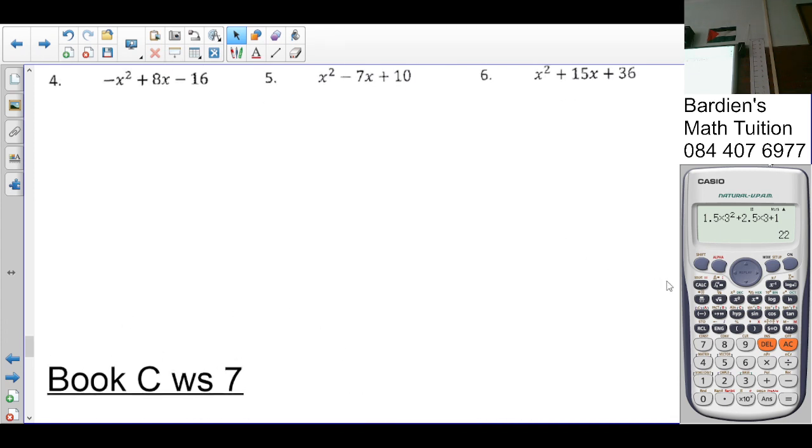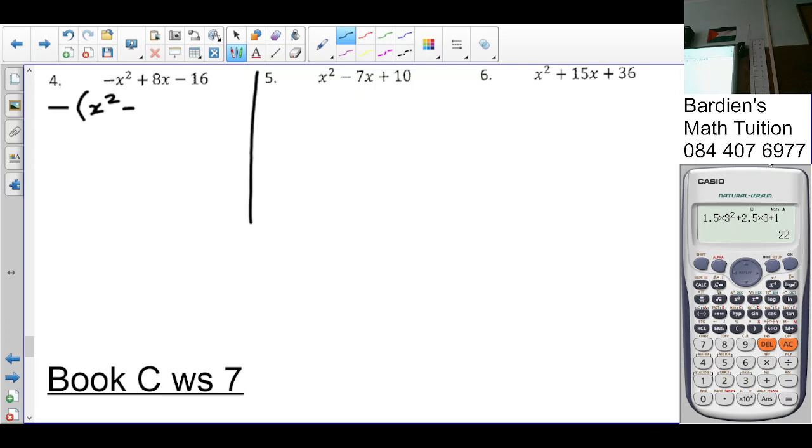Let's look at number 4. What's going to happen here? Do we have a common factor? But what did I say with regards to the first term being negative? Let's take out the negative as a common factor. Then what are we left with?